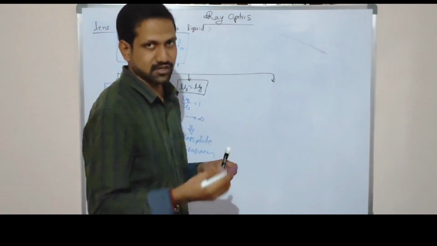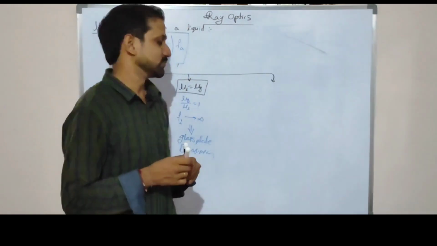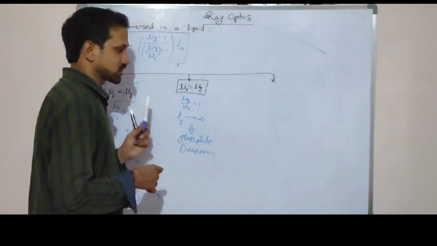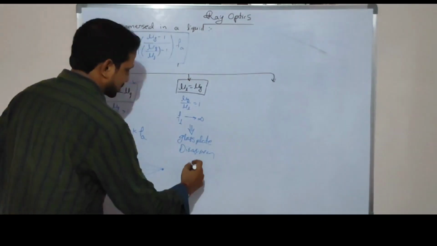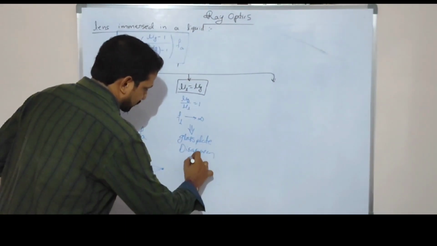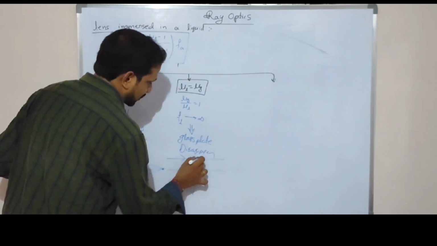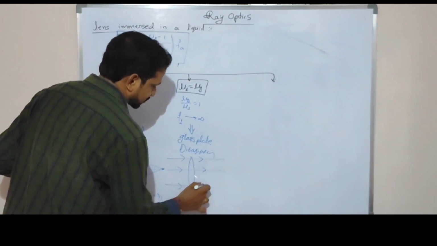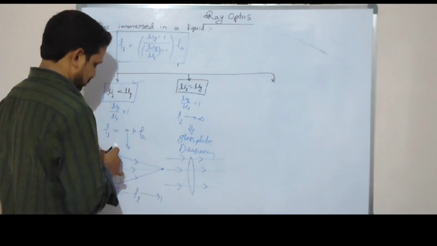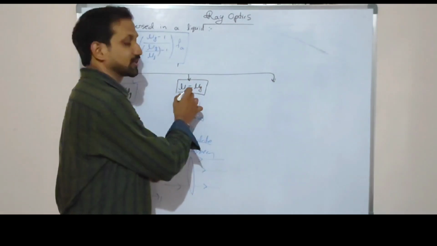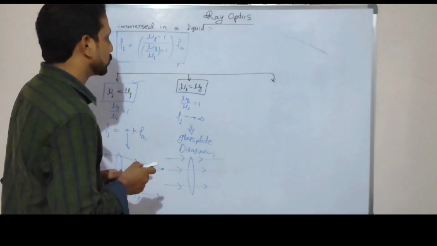Disappear. It will be existing physically there, but you can't see it because there is no refraction. There is no reflection. It will be completely transmitting the light as shown. If this is the lens, then the light will go this way. It will not converge or diverge. Okay, this is the situation when the glass refractive index and the liquid's refractive index are equal.